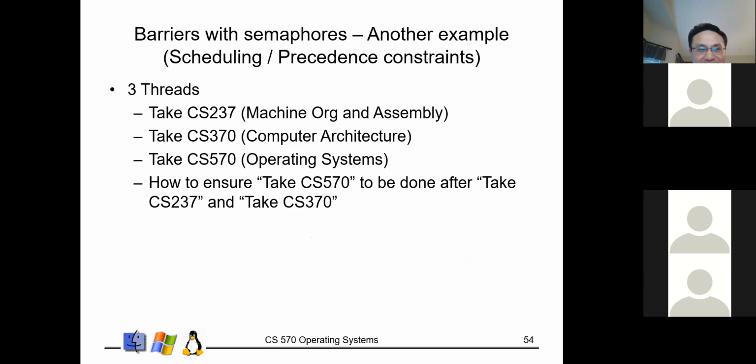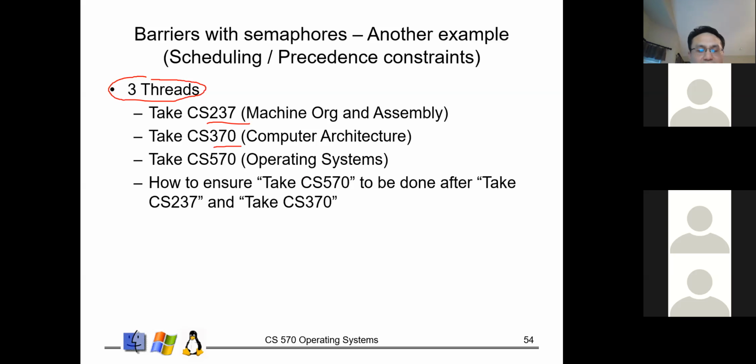All right, so let's do another one. This one would be similar to the previous example. Let's say you have 3 threads. Before you take this operating system class, you need to fulfill the prerequisites for 237 and 330. How do you enforce that? Basically, it's the same thing.